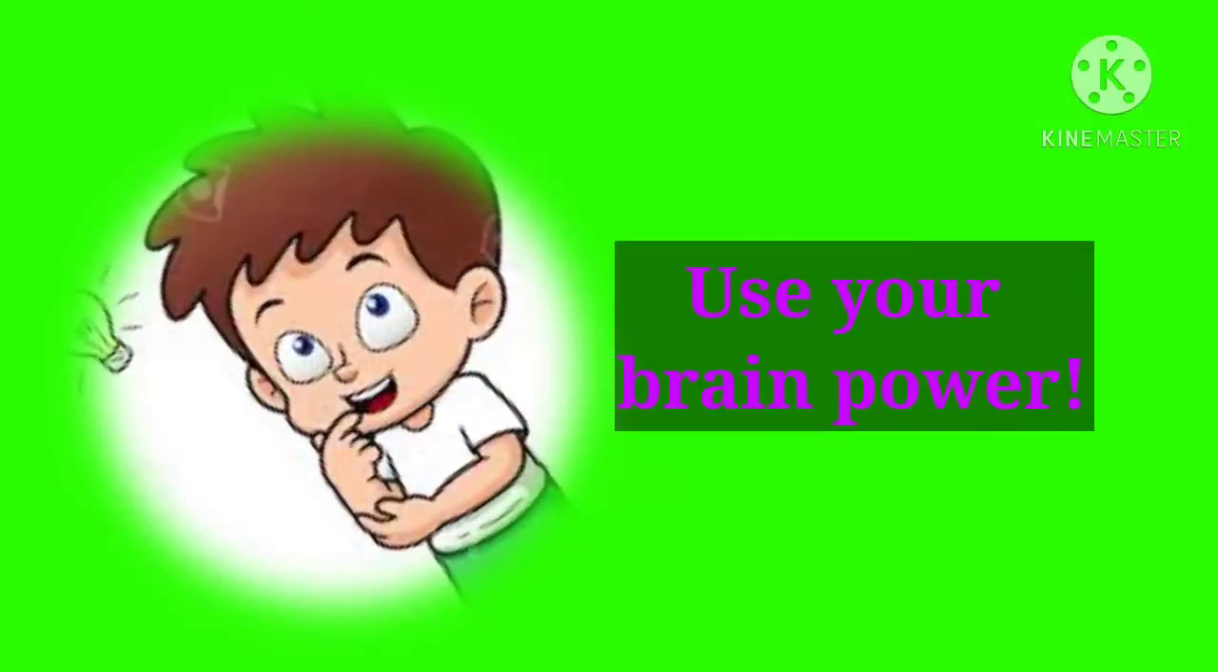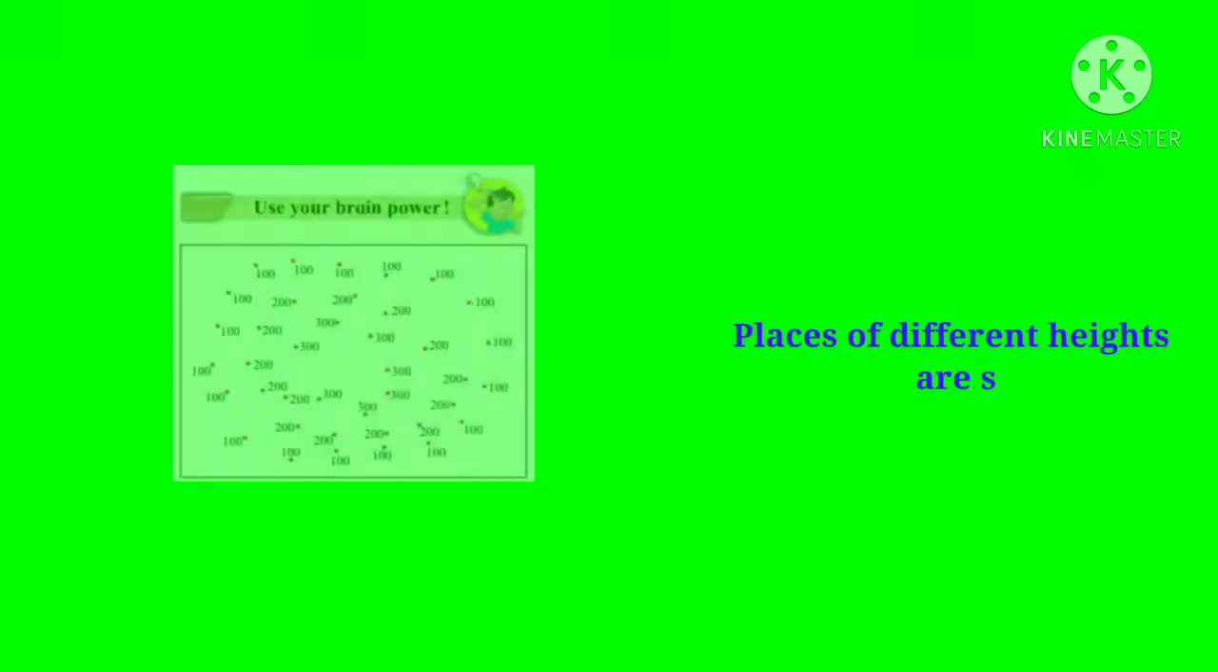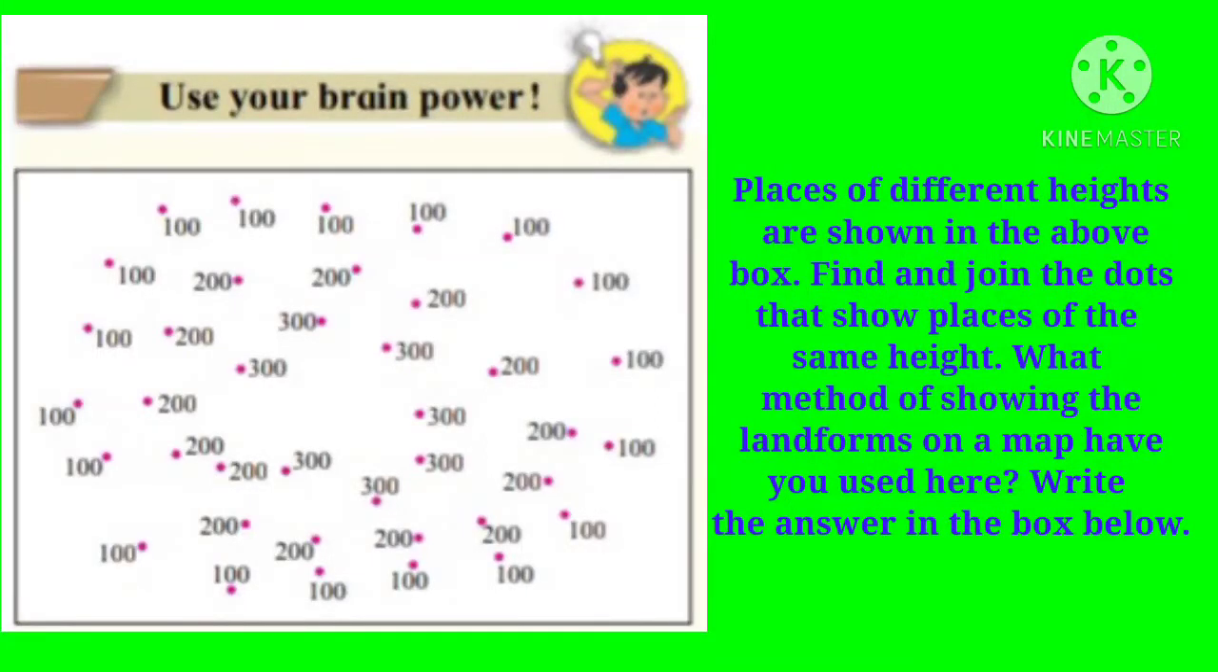Use your brain power. Places of different heights are shown in the above box. Find and join the dots that show places of the same height. What method of showing the landforms on a map have you used here? Write the answer in the box below.